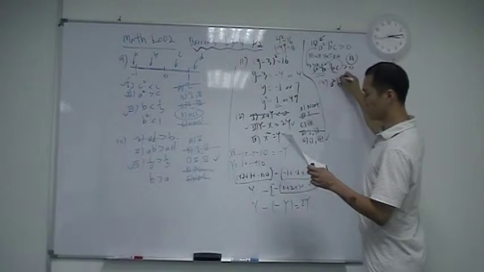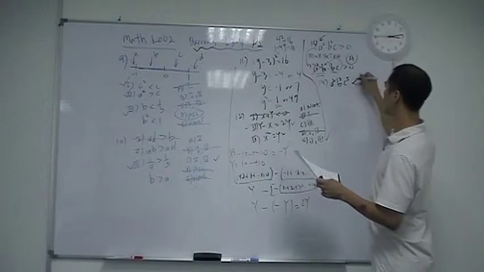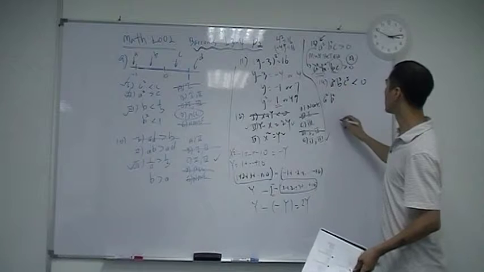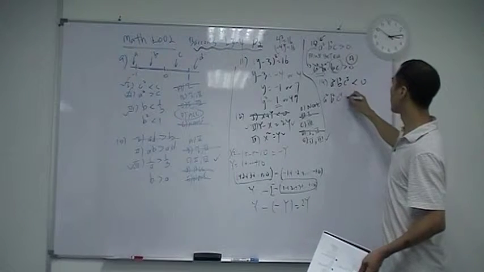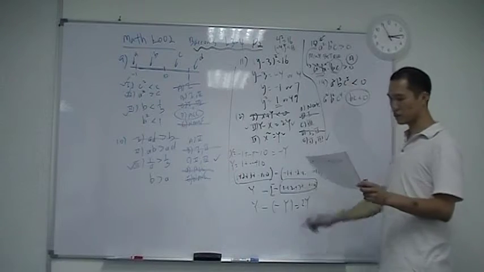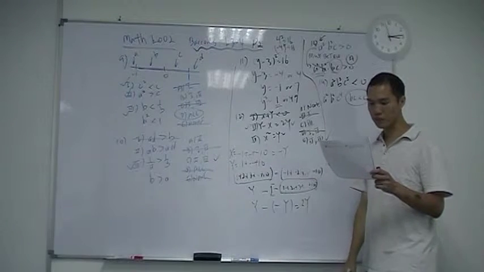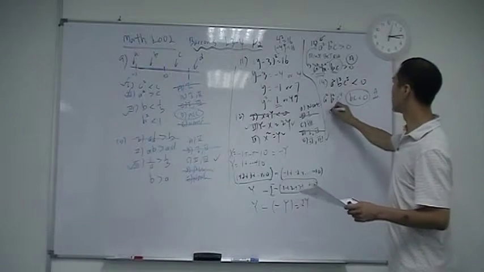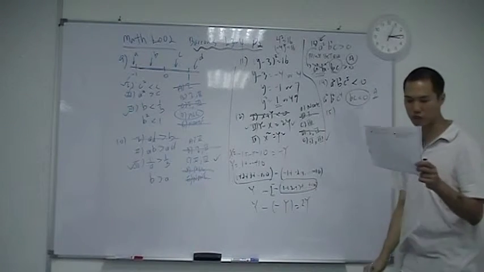A squared b cubed c to the 5 is less than 0, meaning negative. So you take out the a squared because it's positive, take out b squared because it's positive, take out c to the 4 because it's positive, so you have b times c less than 0. So bc is always negative, that is A again. Number 15. These are the 3 concepts, 13, 14, 15.